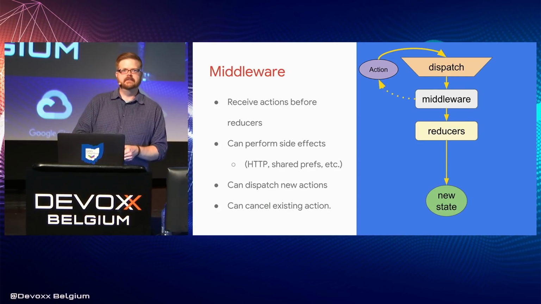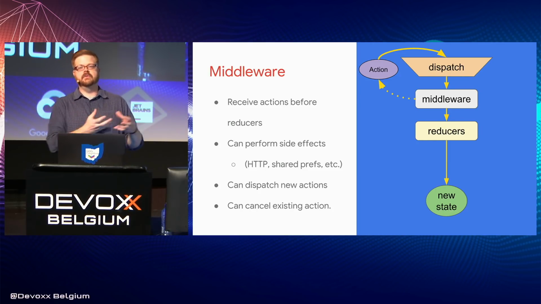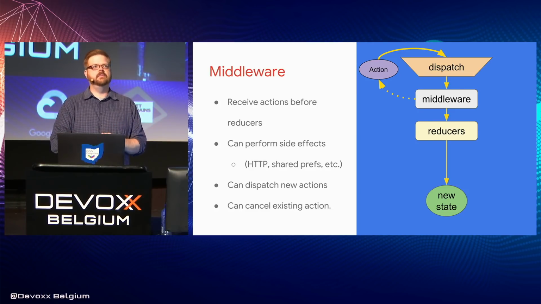Before the reducers get their chance, though, there's something called middleware. Reducers are pure functions. All they do is examine the action and produce a new state, whereas middleware are allowed to perform side effects. So maybe I have an action that just needs to kick off a network request. Middleware can do that. It might also interact with shared preferences or do some logging, things like that. Middleware can also dispatch their own actions. So if I have middleware to go start a network request, when that request completes and I have some new data, that might get dispatched as a new action to be reduced and added to the app state. Middleware can also cancel existing actions, as I mentioned before.